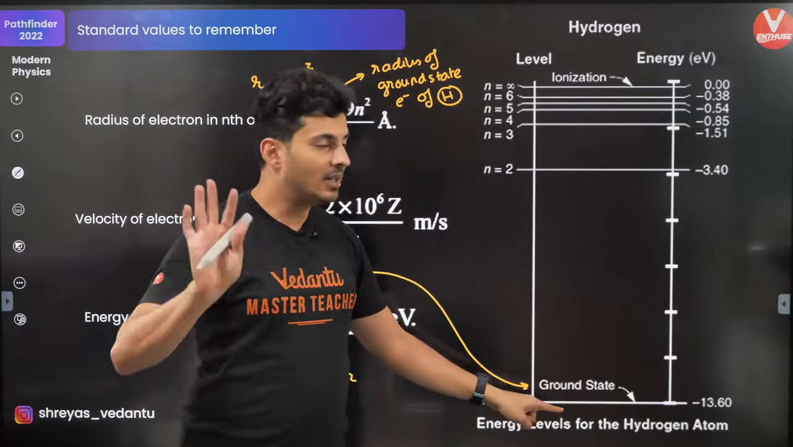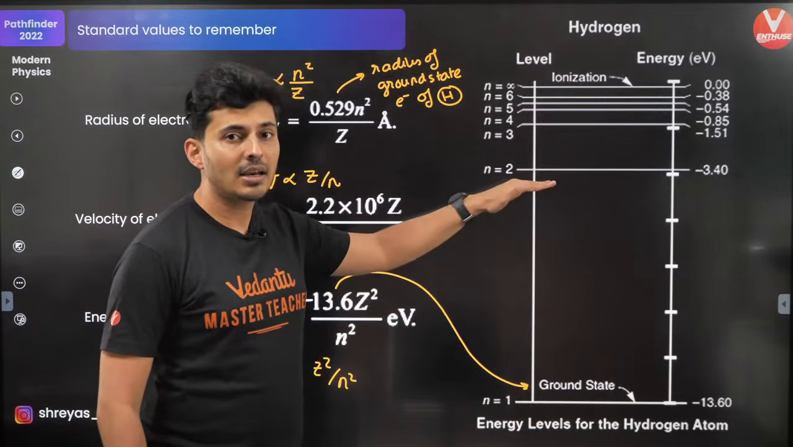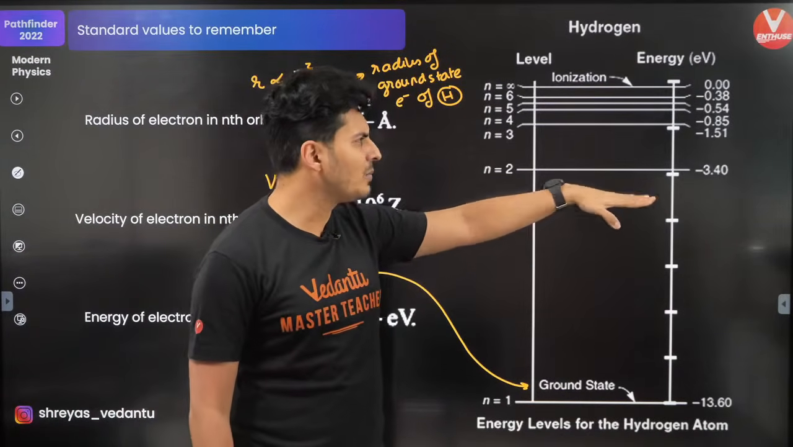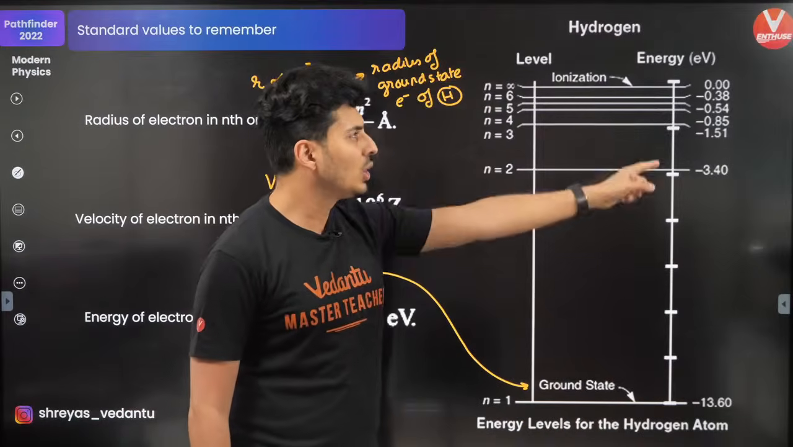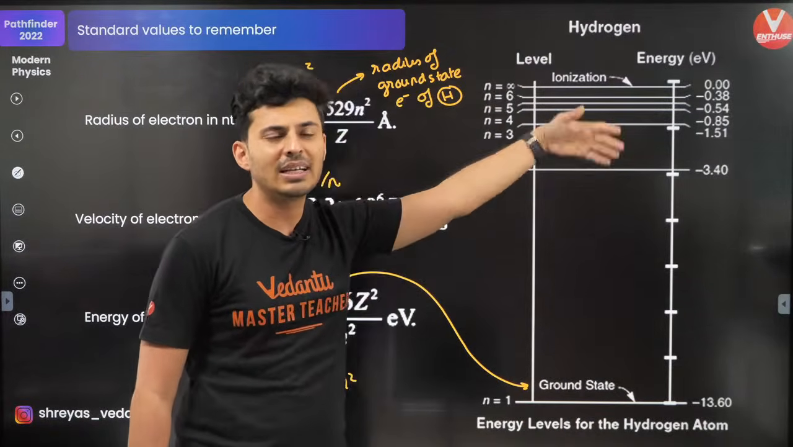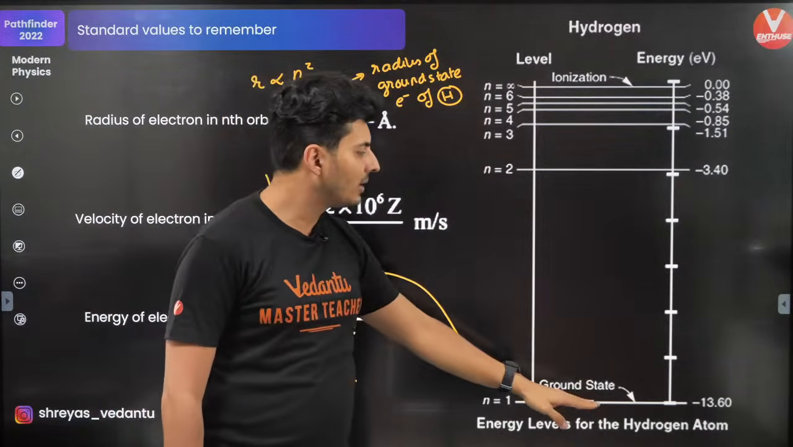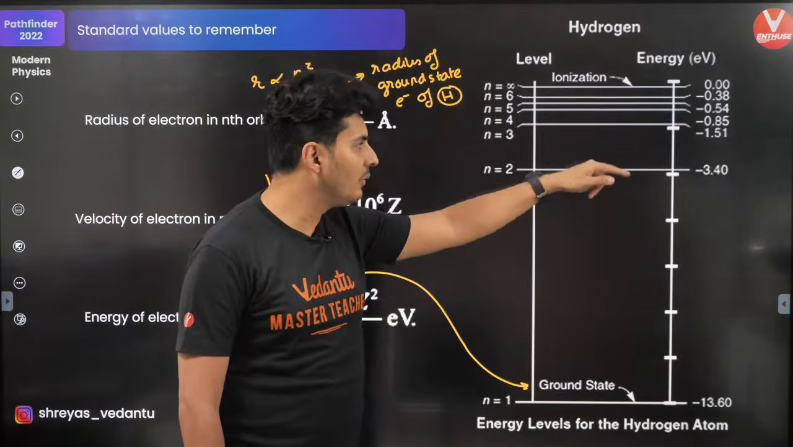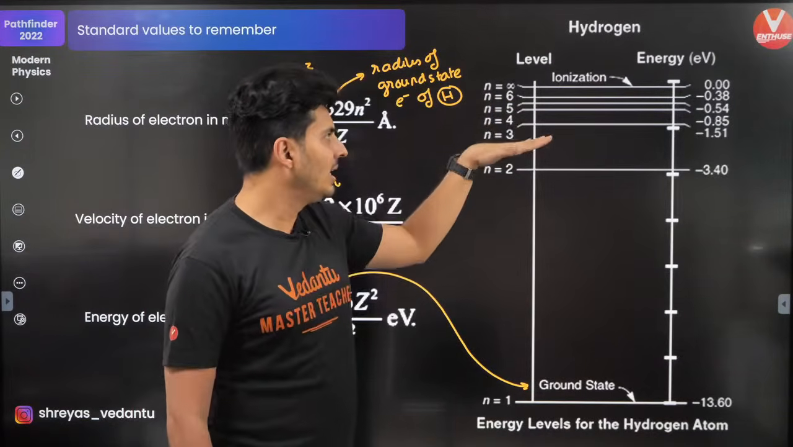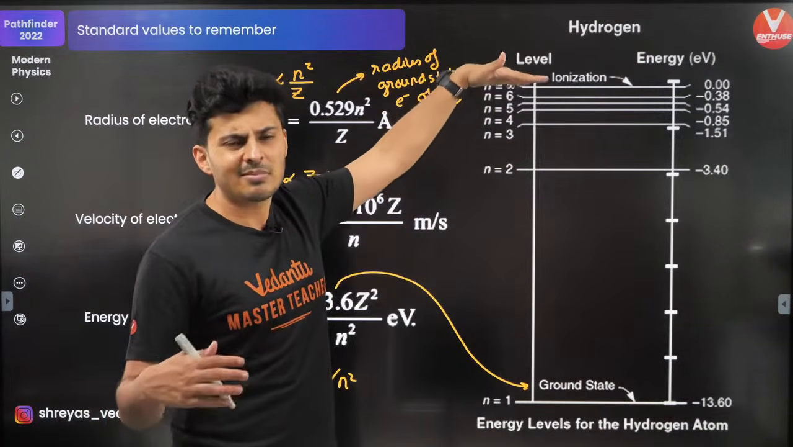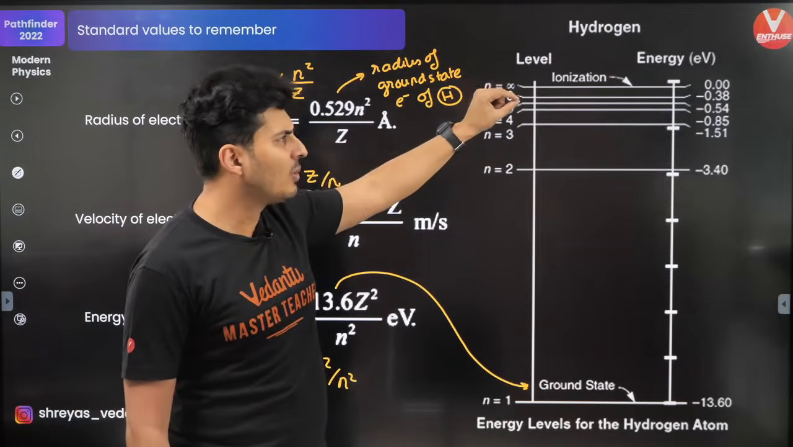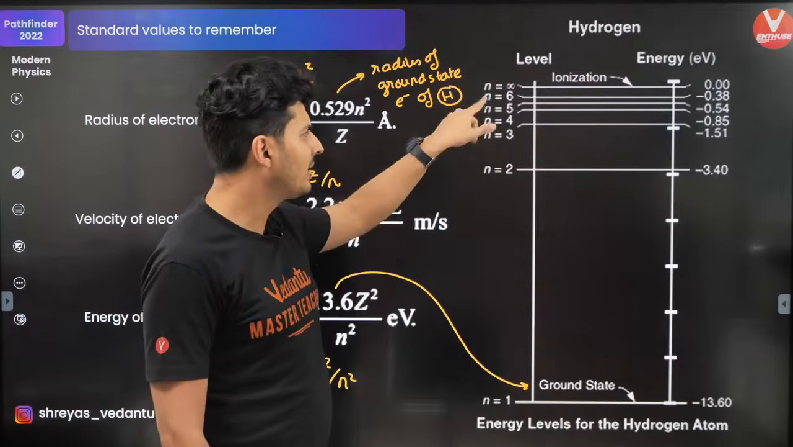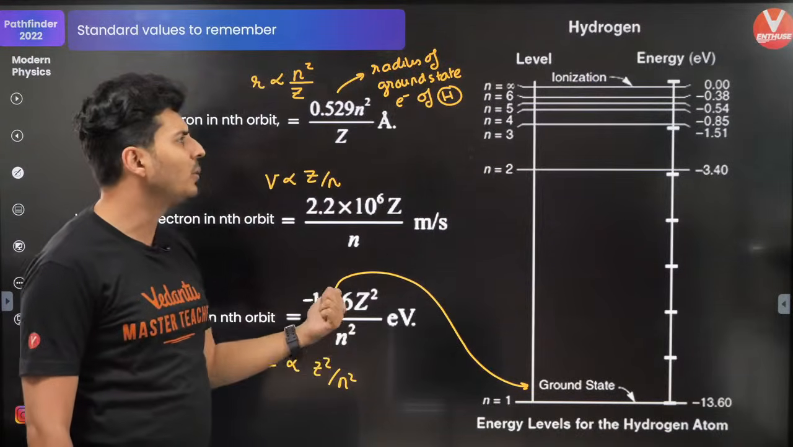First, ground state is minus 13.6. Higher energy, second orbit, minus 3.4. Just remember 3.4 and 1.51, that's enough. You don't have to remember all those values, but these will come in handy. So 13.6, 3.4, 1.51. Keep this in mind. The next energies are going to be even smaller in magnitude, but you don't need to remember them. You can just derive them by substituting the values right over here.